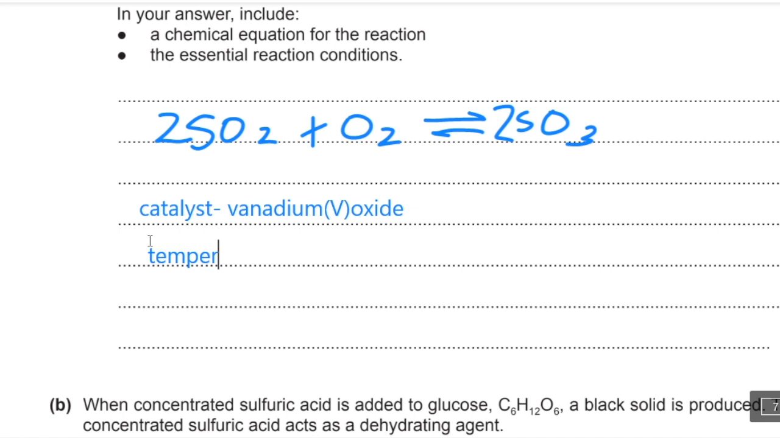And you need the temperature of around 450 degrees Celsius, as well as pressure of around 1 atmosphere.